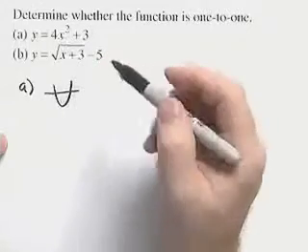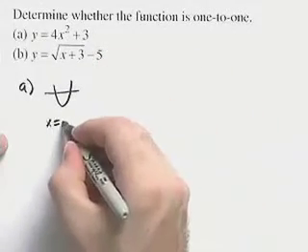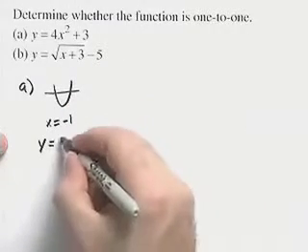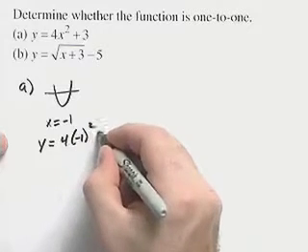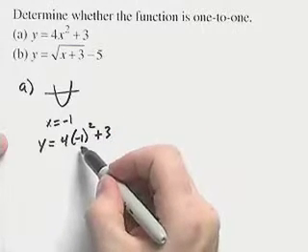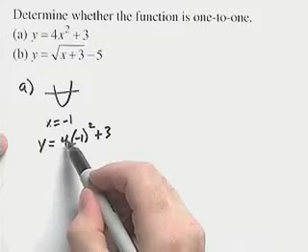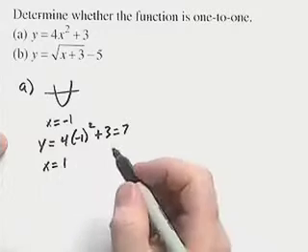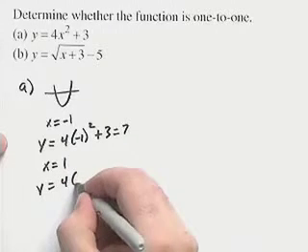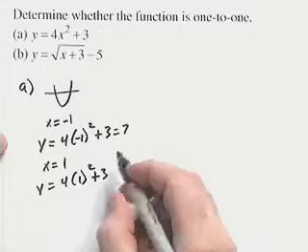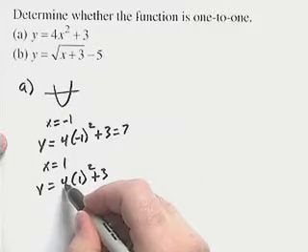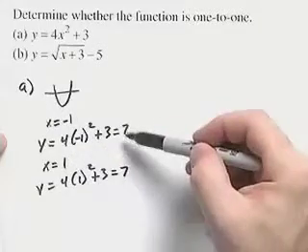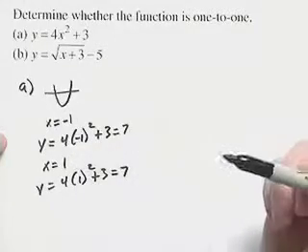We could also see by using some values, we might try x is equal to -1, evaluate the function and see what we get. If we put in -1, we get 4 times -1 squared plus 3. -1 squared is 1 times 4, so we get 4 plus 3, which is 7. If we let x equal +1, we get y is equal to 4 times 1 squared plus 3. 1 squared is 1 times 4, so we get 4 plus 3 is also equal to 7. So we see that two different x values give us the same y value, and the function is not one-to-one.